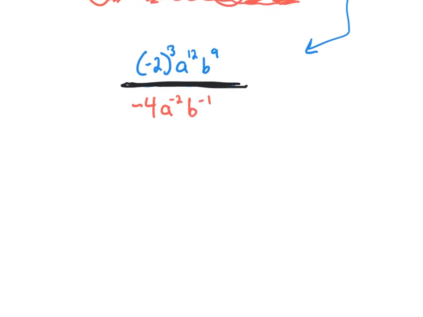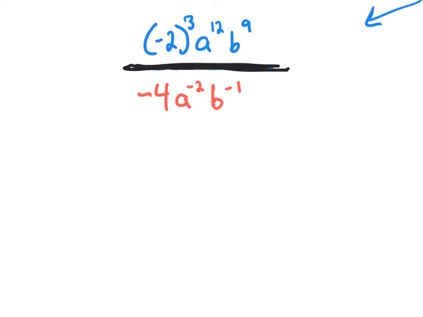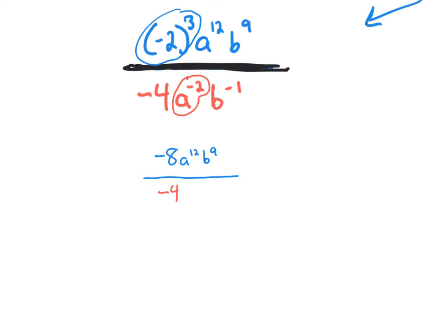Let's now work from this. This is just a number right here, right? -2 times -2 is +4, times -2 is -8. A to the 12th, B to the 9th, over, I'm going to leave this -4 down here. Now I want to do something to this A, which has a -2: let's just move it up. When I move it up, what does it become? A positive 2. The negative just tells you to move it. B to the -1, what do we do with it? Move it up. B to the 1 power.